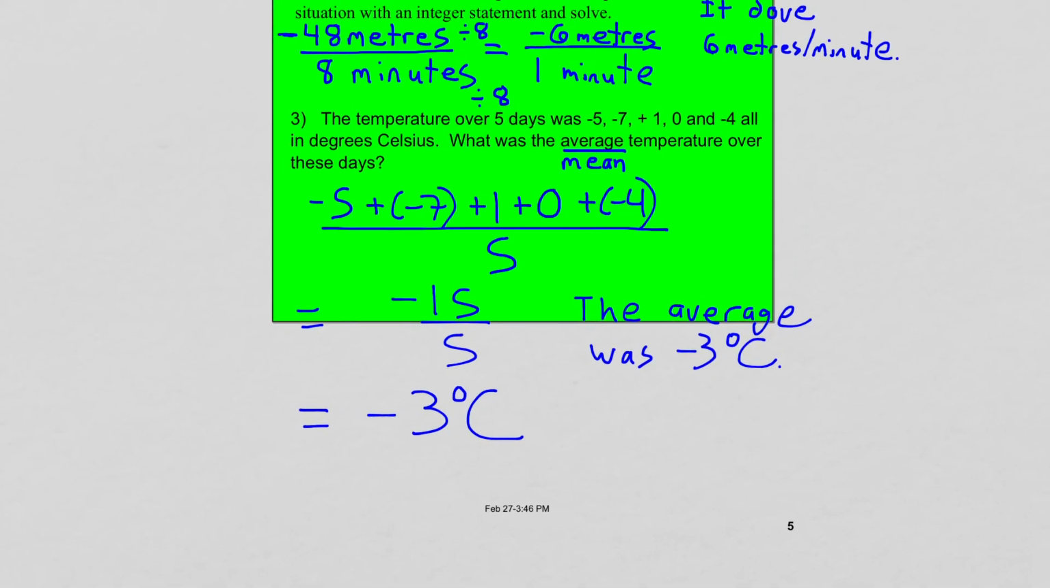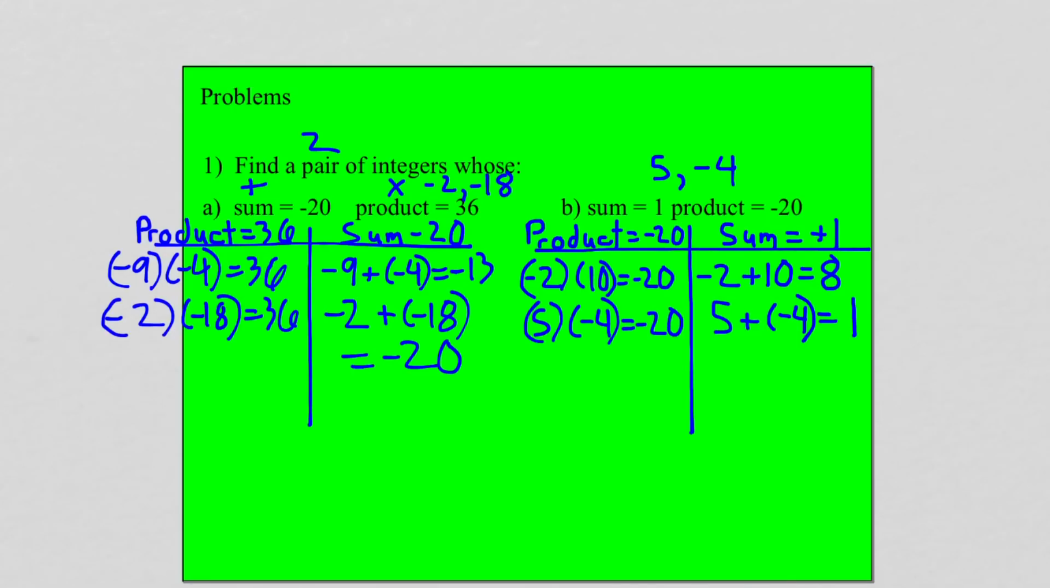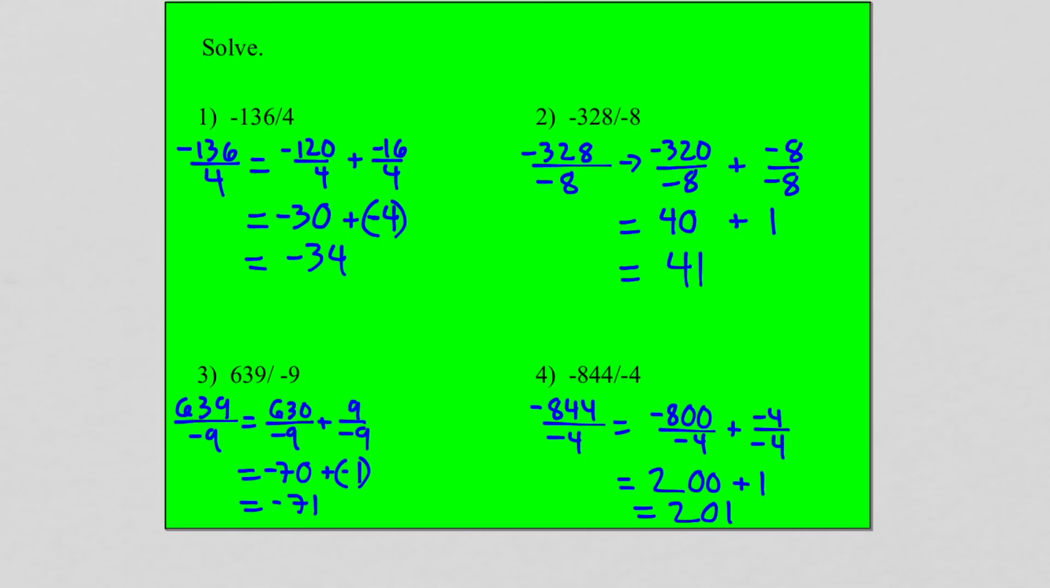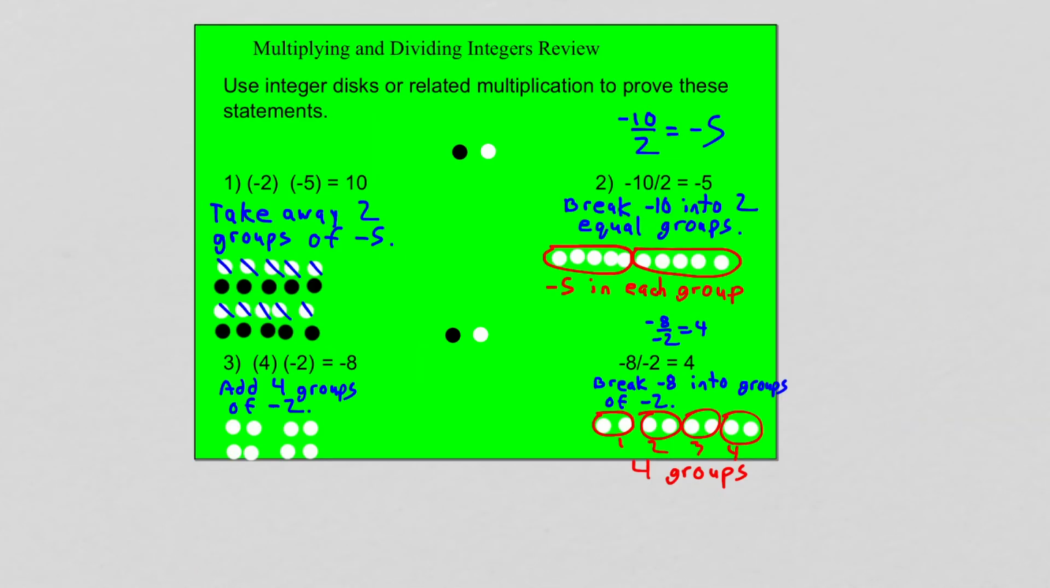Period. So those are a couple of word problems with integers. You've got to know how to find pairs of integers that satisfy a certain sum and product. You've got to be able to divide integers. You've got to be able to multiply integers. And you have to be able to explain or prove why certain integer solutions are the way they are.